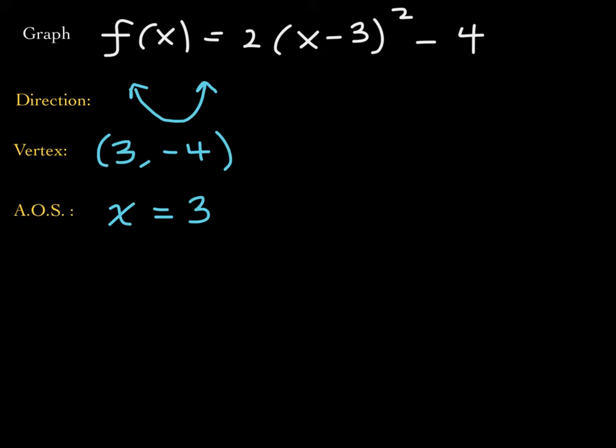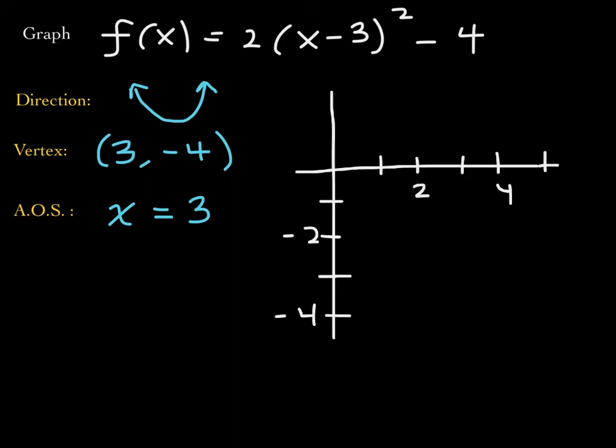All right, now let's go to the x and y coordinate plane and plot what we have so far. The first thing I would like to do is to plot my vertex, positive 3, negative 4, maybe about right there. There's our vertex. The next thing is to show you the AOS, which is x equal to 3, and always use a dashed line, please. I always use a dashed line because the AOS is not part of the graph, but it does help us get the final picture. This is all we have so far at the moment, everybody.